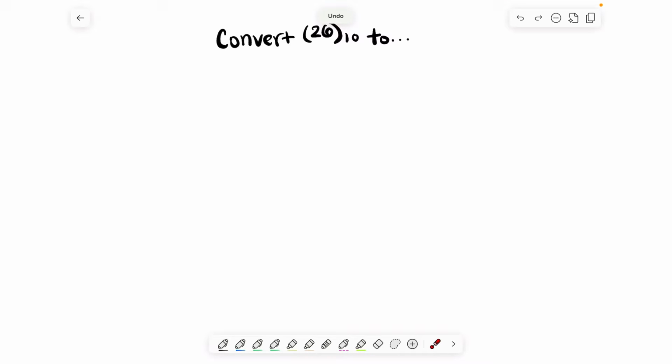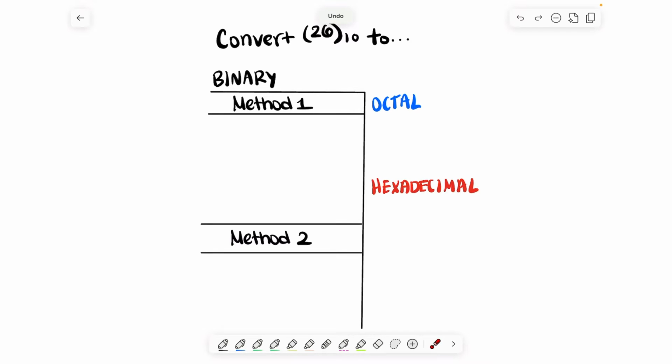We're told to convert the number 26, that is in base 10, which is another way of saying the decimal number system, the number system we've been dealing with since kindergarten, to binary, and there's two ways to do so, and then to octal, hexadecimal, and BCD.